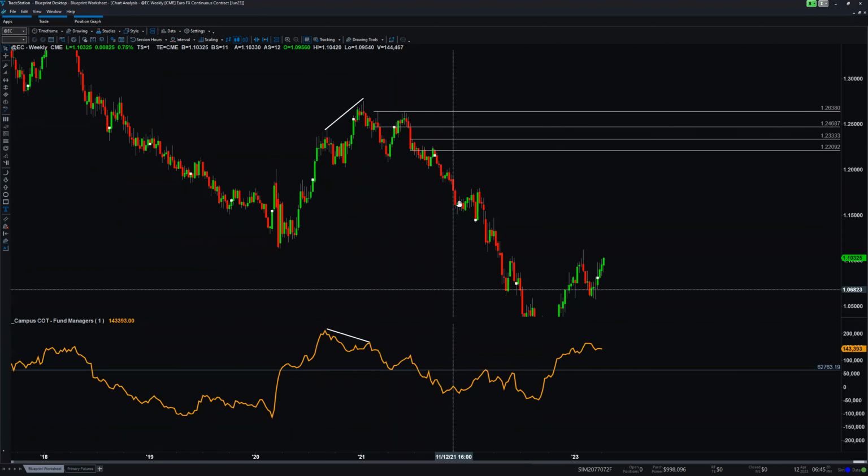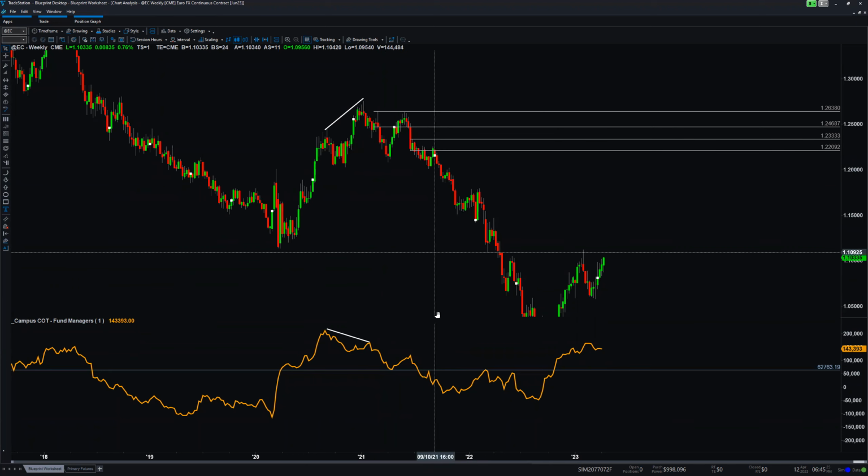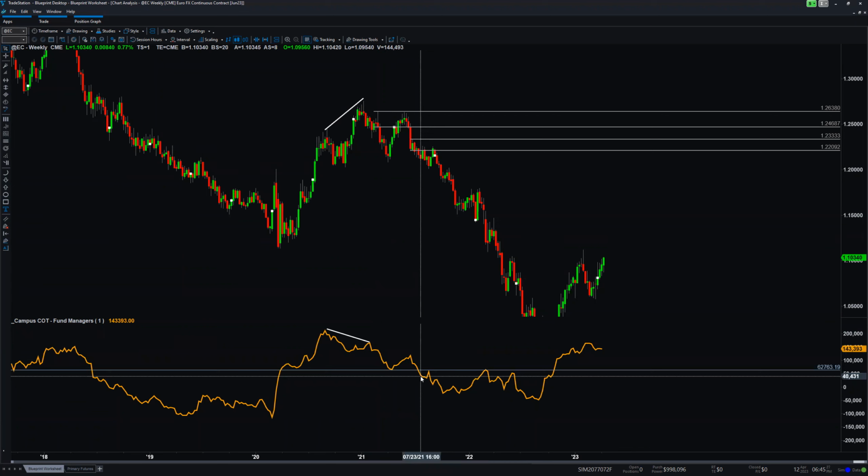But with the context of the fund managers, clearly we could argue, well, this is now a downtrend. They will defend their positions. And notice how we're breaking out here. Right here, we're breaking out, breaking out, breaking out.